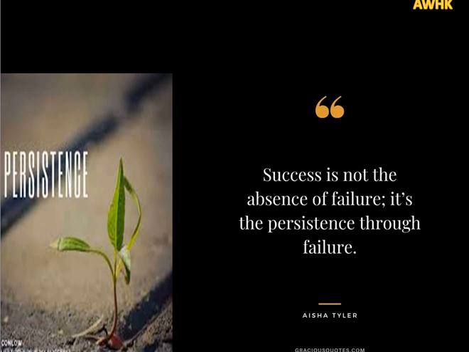Like every time, let's start with some good thing. Remember to be persistent because success is not the absence of failure, it is the persistence through failure.